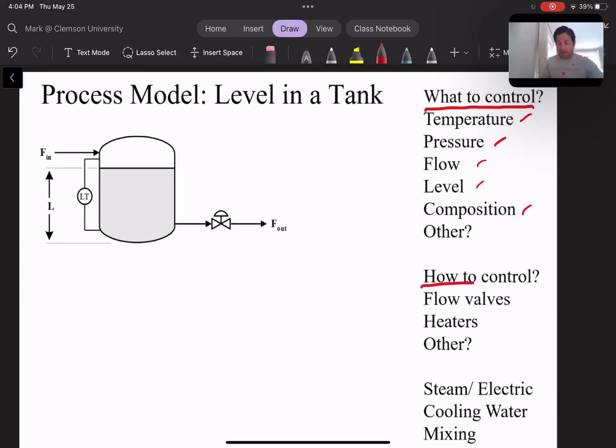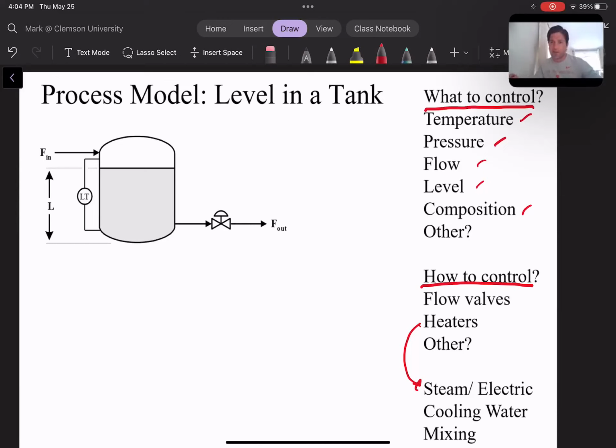Typically, then, how do we control these? We can control things using flow valves, using heating, for example, steam. So for heaters, we could use steam, so we can control the pressure or temperature of the steam, which is going to affect the heat transfer rate. We could have an electric heater where we just change the power. We can control cooling water flow rates, maybe temperatures. We can control mixing rates, things like that. So those are generally the handles that we have, but oftentimes we're going to be changing a valve that changes a flow rate or temperature or pressure.